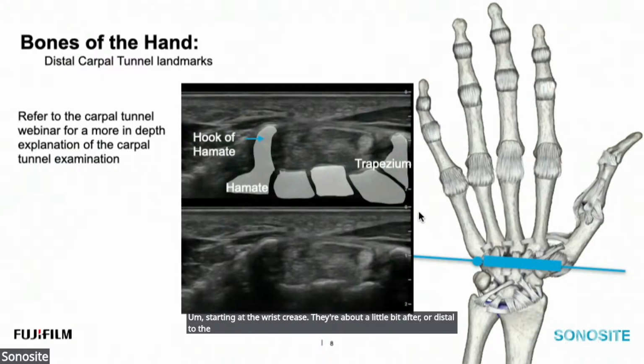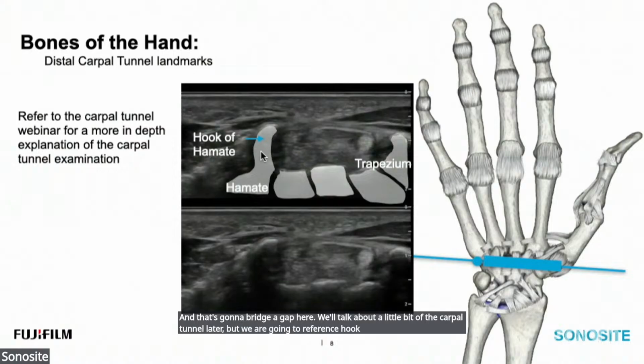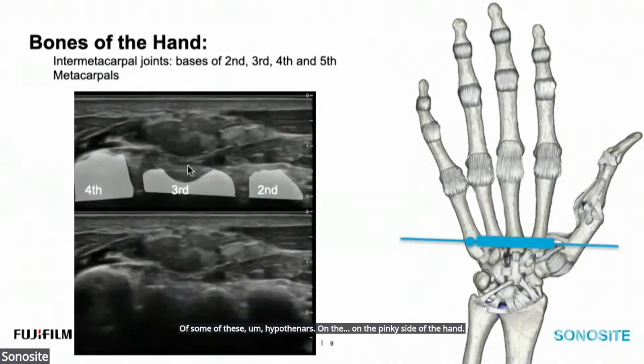we have two bony prominent landmarks. On the ulnar pinky side, we have the hook of the hamate, and on the thumb side, we have the trapezium. And that's going to bridge a gap here. We'll talk a little bit about the carpal tunnel later, but we are going to reference the hook of the hamate quite a bit when it comes to the origins of some of these hypothenars on the pinky side of the hand. And as we scan a little bit distal, you can see the region of interest has changed down here to more of the palm.